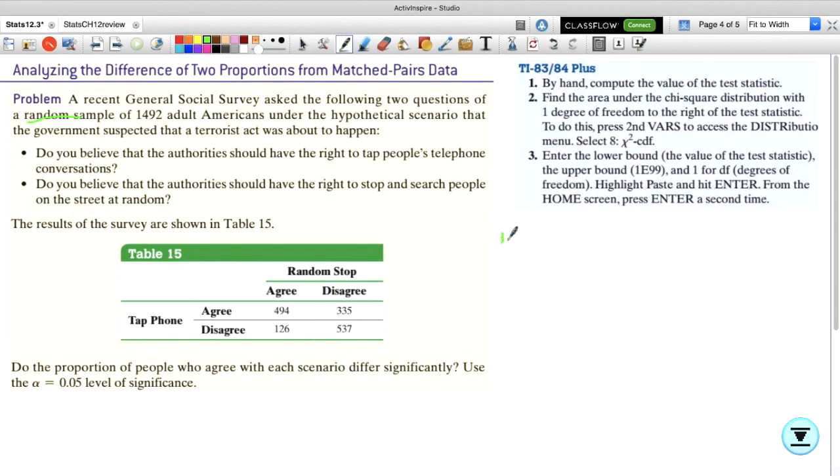As we're thinking of our two items that are really important to be able to do, they just said that it's the same people, so we know it's dependent. And they said they were selected randomly, so we know it's dependent and random. Okay, that's our first thing we have to check.